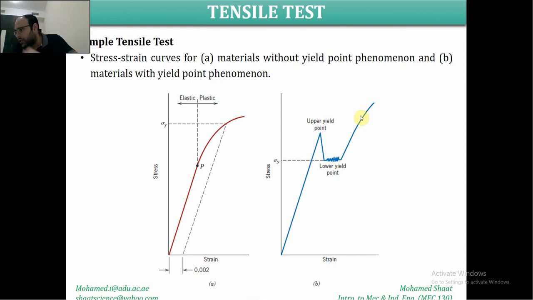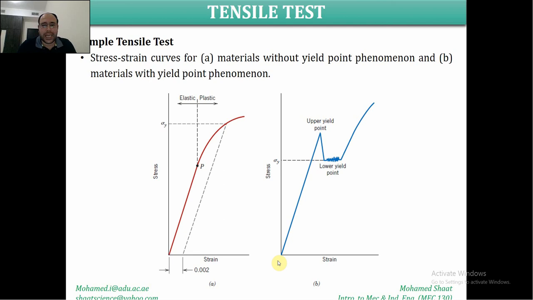Then we move to the plastic region. So this yield point or yield region clearly identifies the difference between the elastic behavior and the plastic behavior of the material. So we're going to say that this material, B, is a material with yield point phenomena, but material A is a material without yield point phenomena. And this is the stress-strain curve.